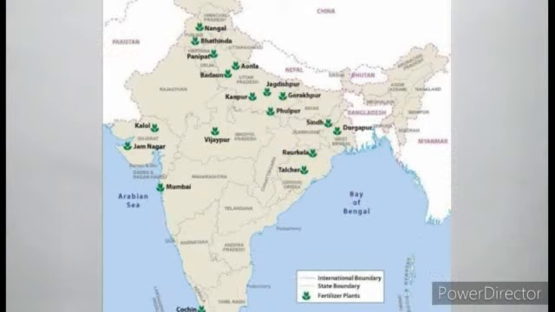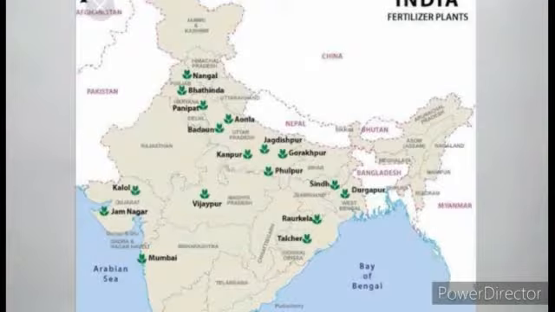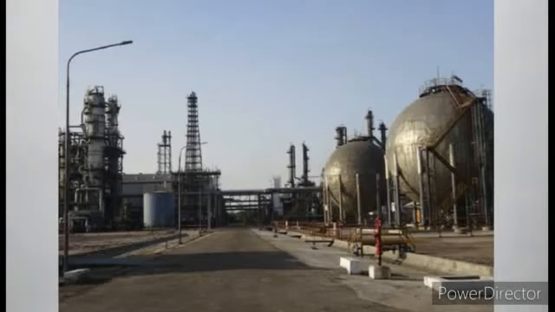Gujarat, Tamil Nadu, Uttar Pradesh, Punjab and Kerala contribute towards half of the fertilizer industry. Other significant producers are Andhra Pradesh, Odisha, Rajasthan, Bihar, Maharashtra, Assam, West Bengal, Goa, Delhi, Madhya Pradesh and Karnataka.